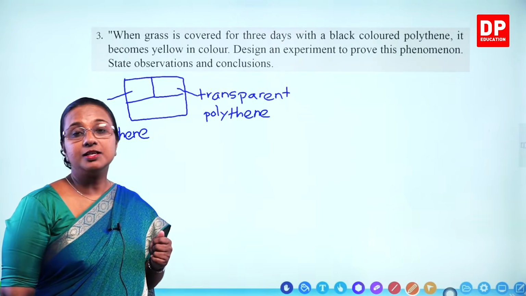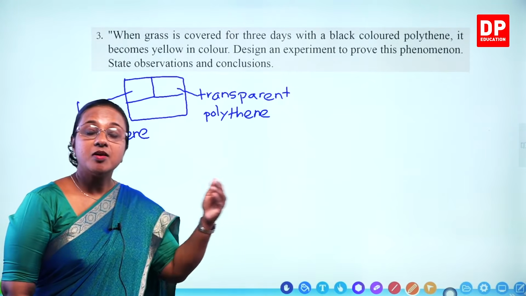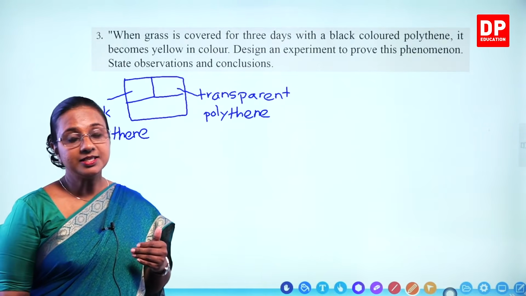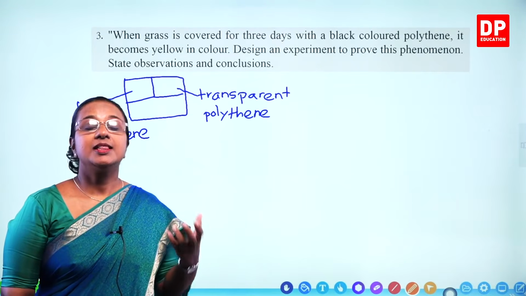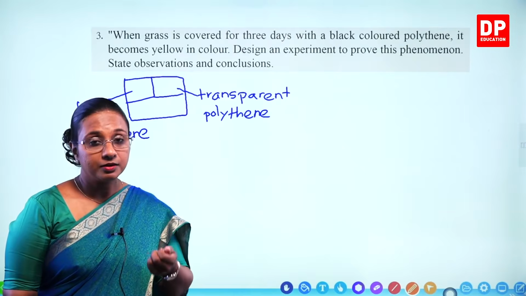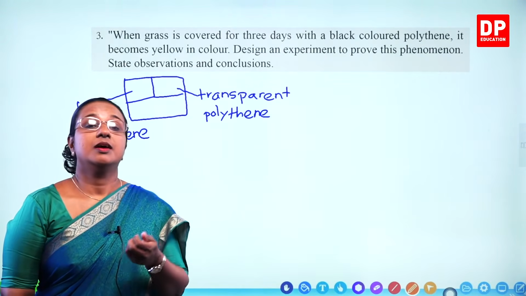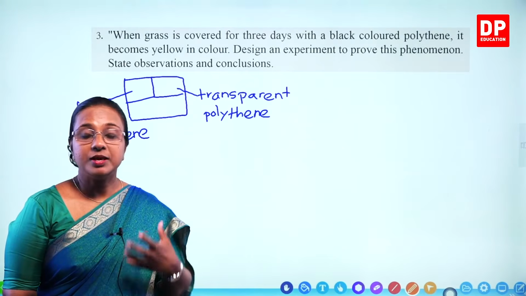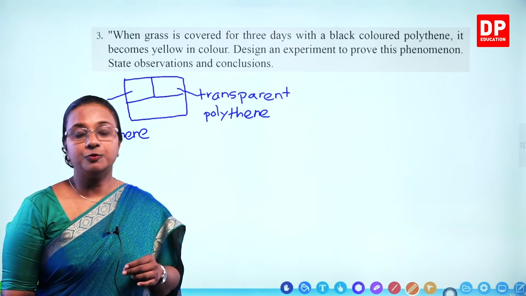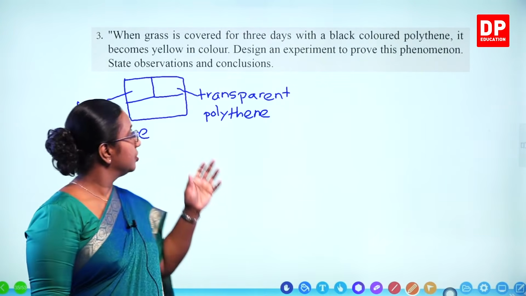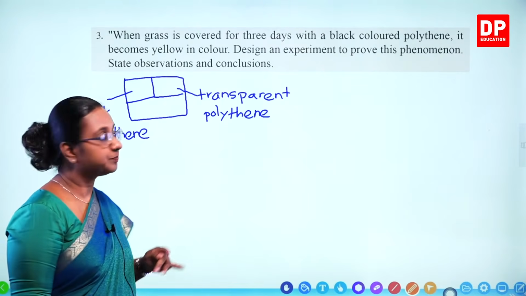What will be the conclusion? We can conclude and say, because there was no sunlight, the plant could not do photosynthesis. Therefore, the chlorophyll that was present in the leaves was destroyed or removed from the leaves. That is what we can conclude from this activity. So, this is a design of an experiment.